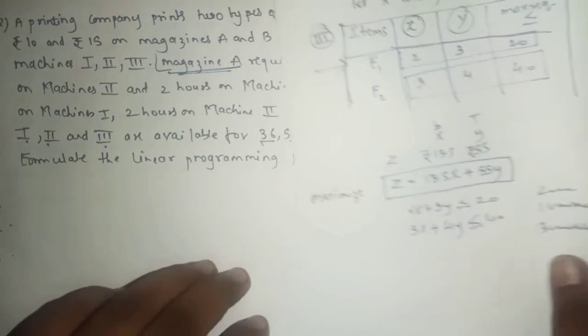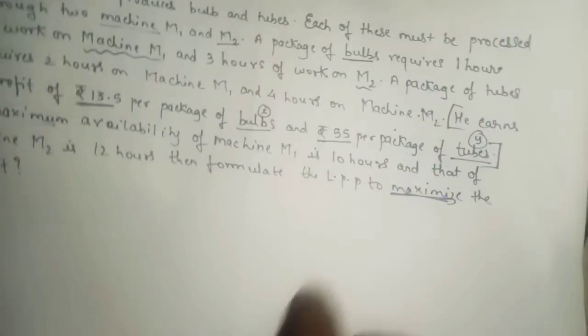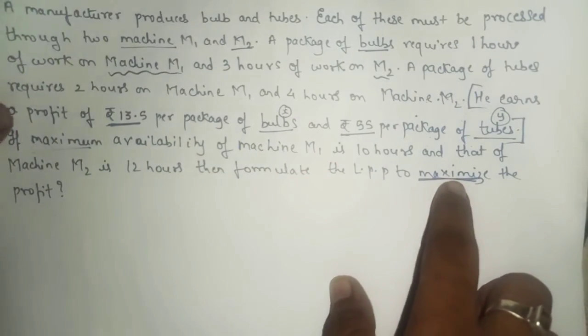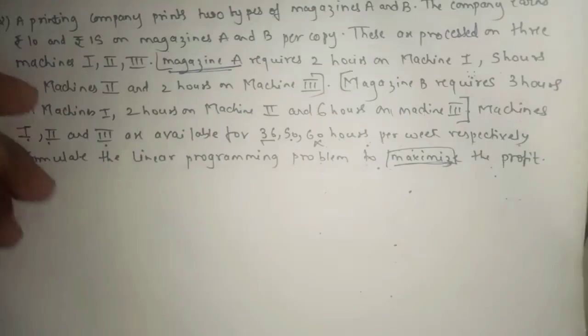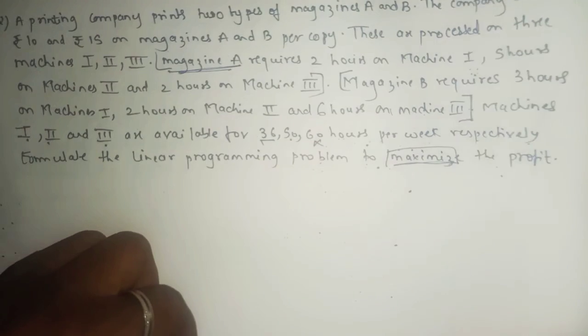So now we'll take one more sum based on the same type. As in the last lecture we took the first one, which was based on maximize. The second sum again was based on maximize only.